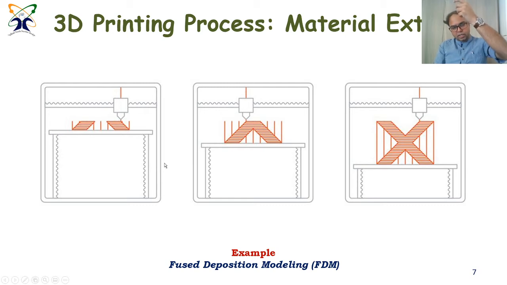plastic material through it and it follows the grid design which you have already given in your 3D software, which has already given how to do it, and then it just passes and keeps on printing. So this is how you get one 3D printed object using this material extrusion process. And one of the examples of this is fused deposition modeling, FDM.